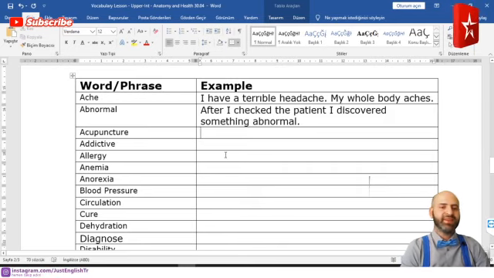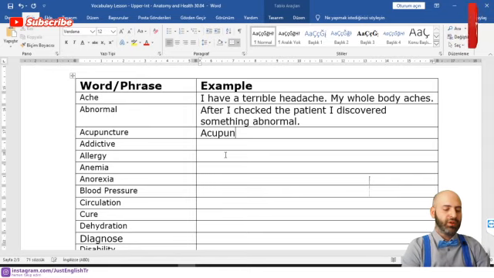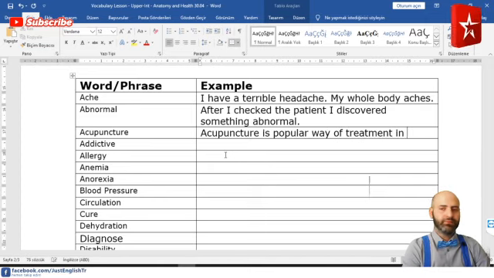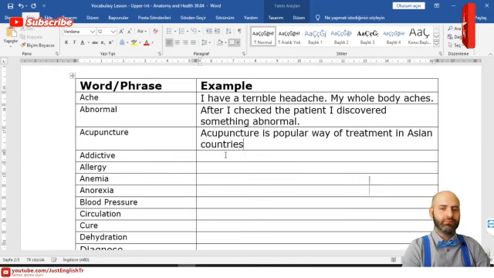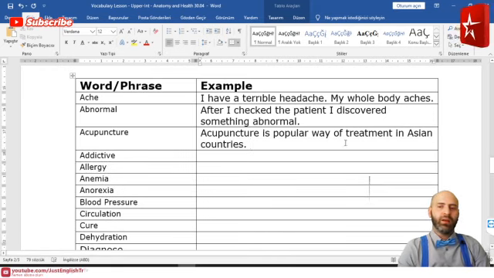So let's write the same example. Acupuncture is popular. I use the word treatment. Maybe you don't know the meaning of it, but no problem. I will explain it later in the lesson.